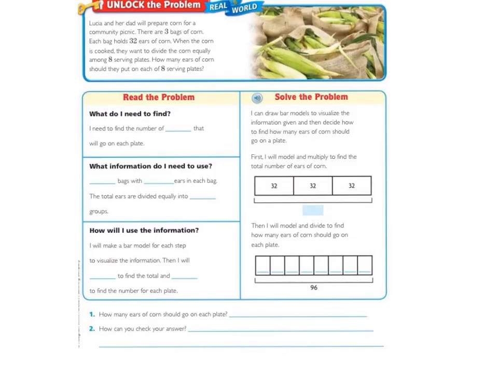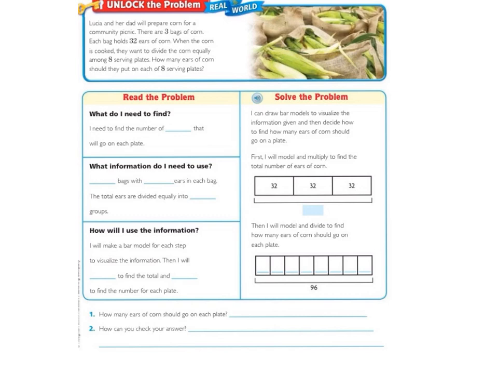In today's lesson, we're going to be solving a division problem in a multi-step problem. So let's read the Unlock the Problem together and see if we can find the steps. It says, Lucia and her dad will prepare corn for a community picnic. There are 3 bags of corn. Each bag holds 32 ears of corn. When the corn is cooked, they want to divide the corn equally in 8 serving plates. About how many ears of corn will they put on each plate?